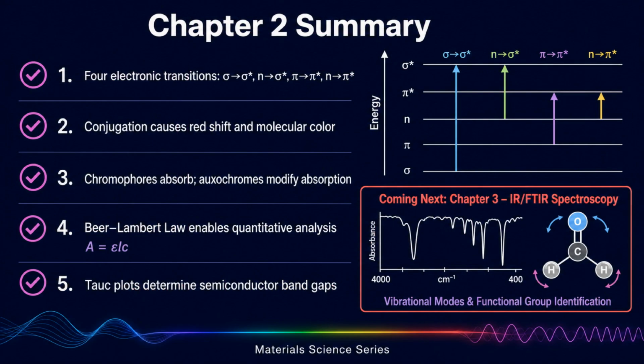Chapter 2 covered UV-Vis spectroscopy essentials. We learned 4 electronic transition types and how conjugation causes red shifts. Chromophores absorb light while oxychromes modify absorption. Beer-Lambert law enables quantitative analysis through the A equals epsilon LC relationship. Tauc plots determine semiconductor band gaps. In Chapter 3, we'll explore IR and FTIR spectroscopy, examining how molecular vibrations provide complementary structural information through different vibrational modes.